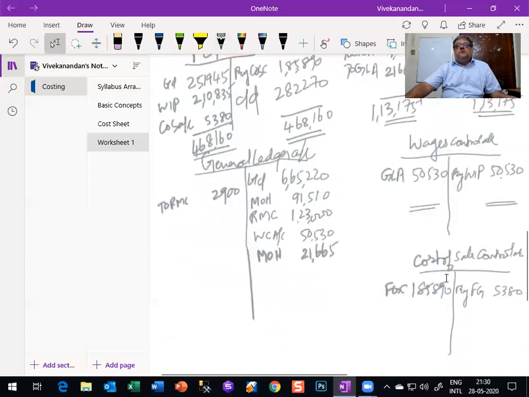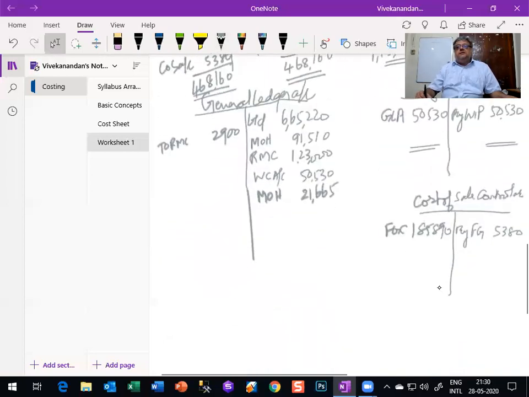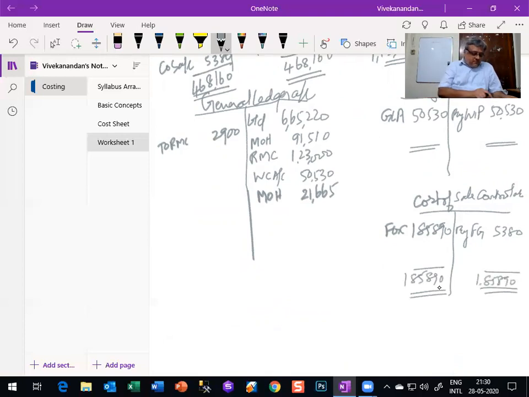Wages control account is already finished. Now we have to tally the cost ledger control account. 1,85,890 minus 5,380 gives 1,80,510.